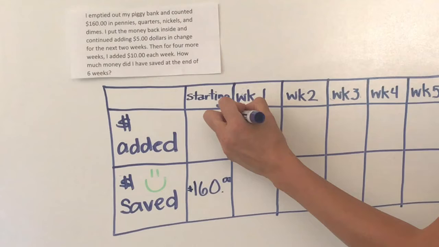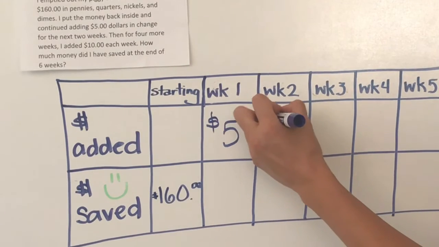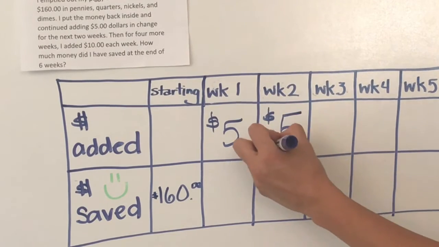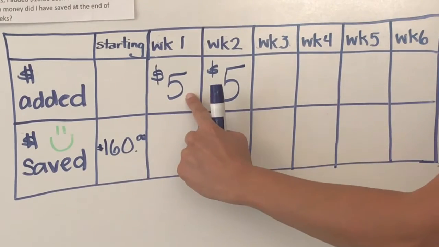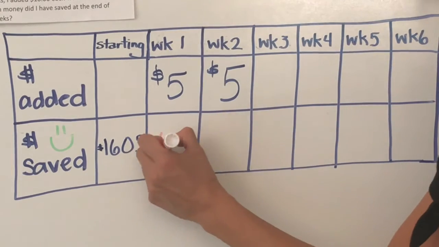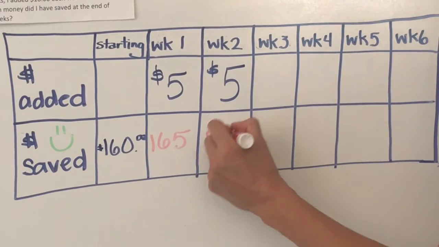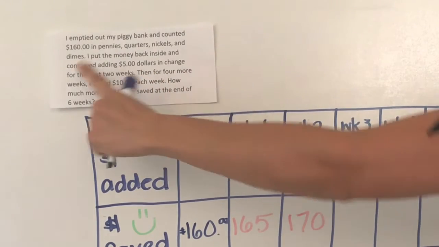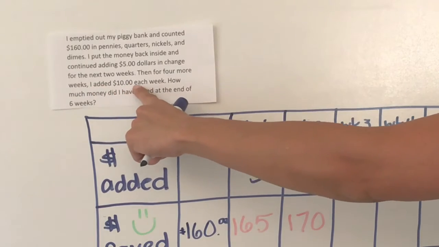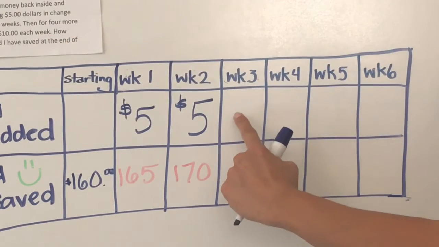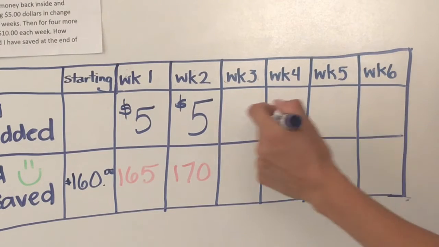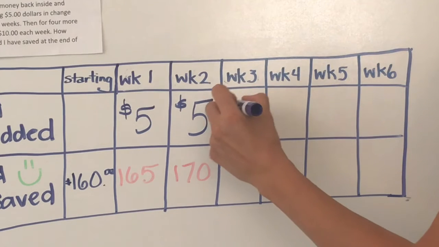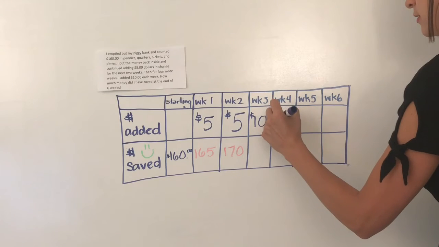If you add 5 here and then another 5 here, that gives me 165 and then 170. Then for 4 more weeks, I added $10 each week. So it's talking about these 4 spots. So for 4 more weeks, an additional $10 was added.